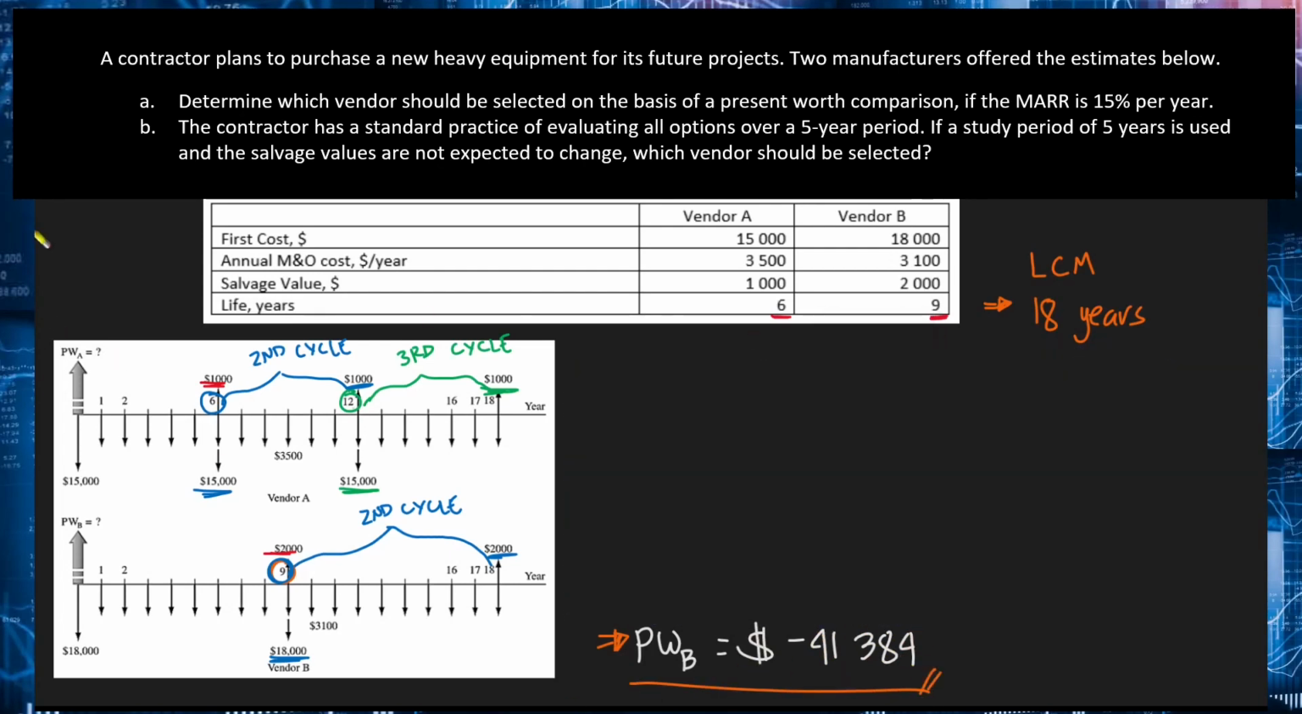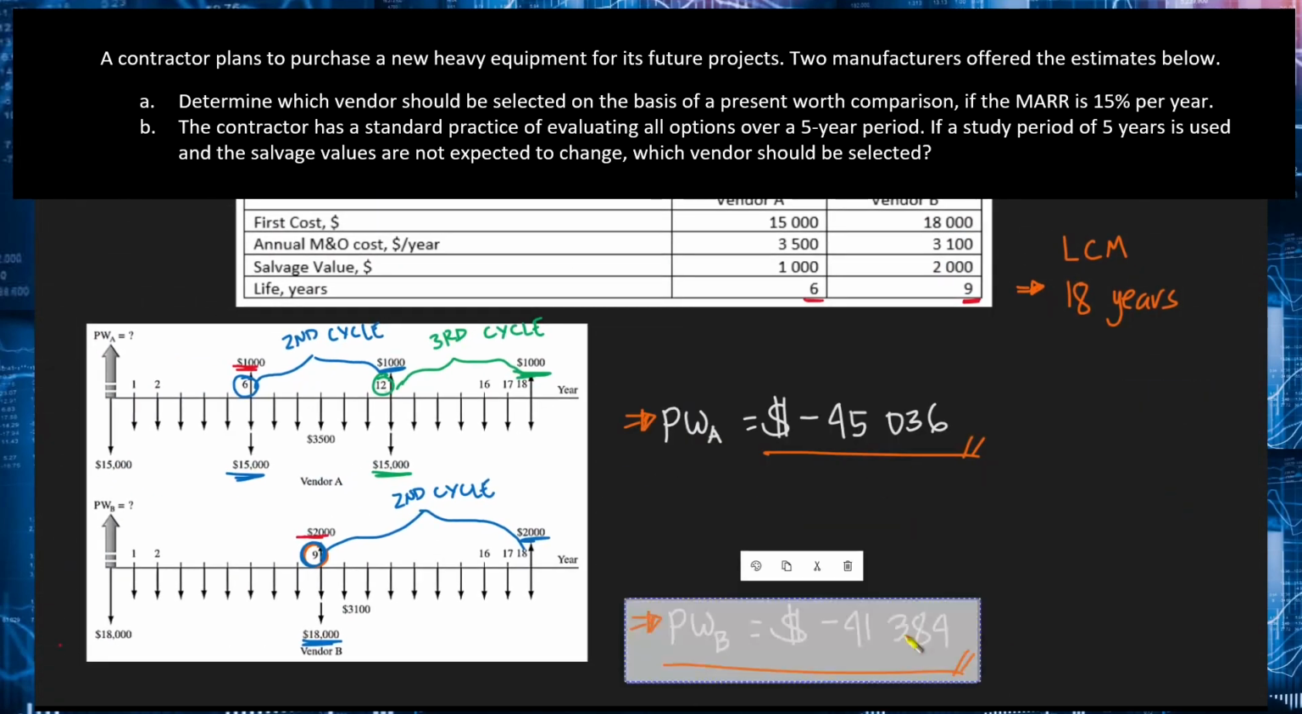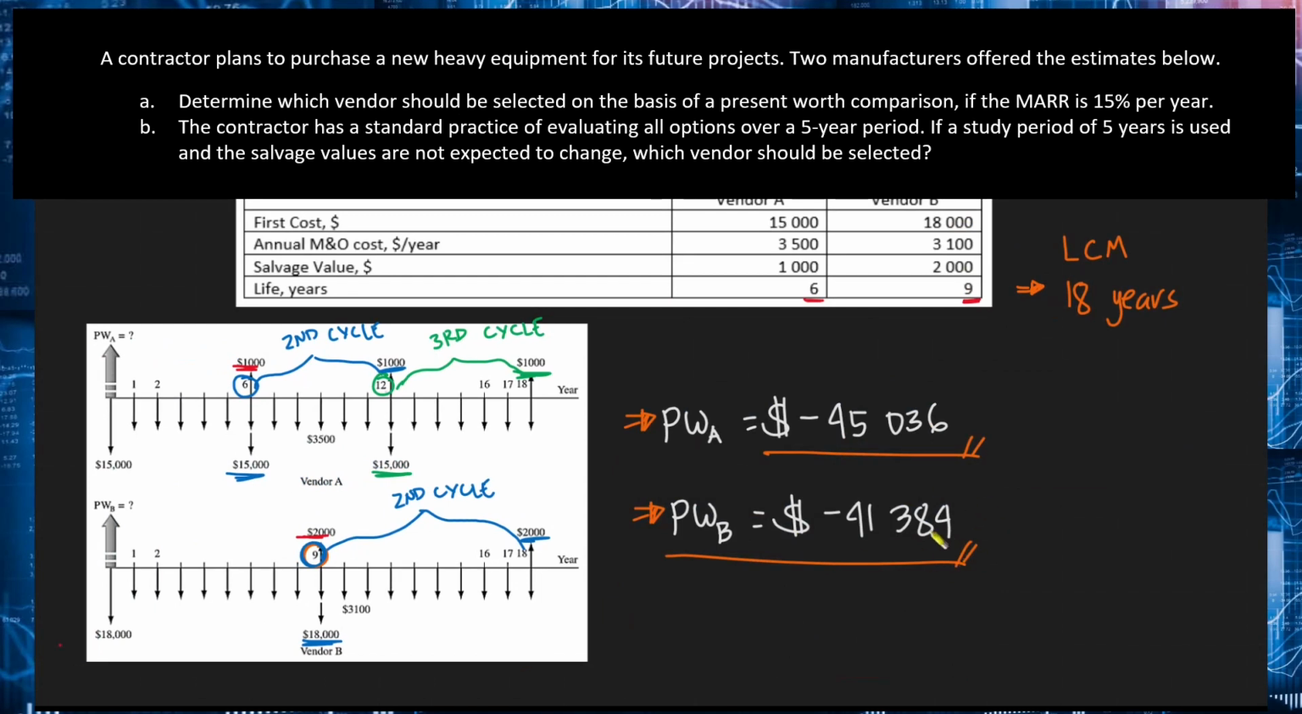Ibig sabihin, obviously, yung alternative na may pinakamaliit na cost, yun yung pipiliin natin. So, taking a look at these two results, that will be vendor B. Okay? So, pipiliin natin yung vendor B kasi mas maliit yung present worth ng mga costs niya.